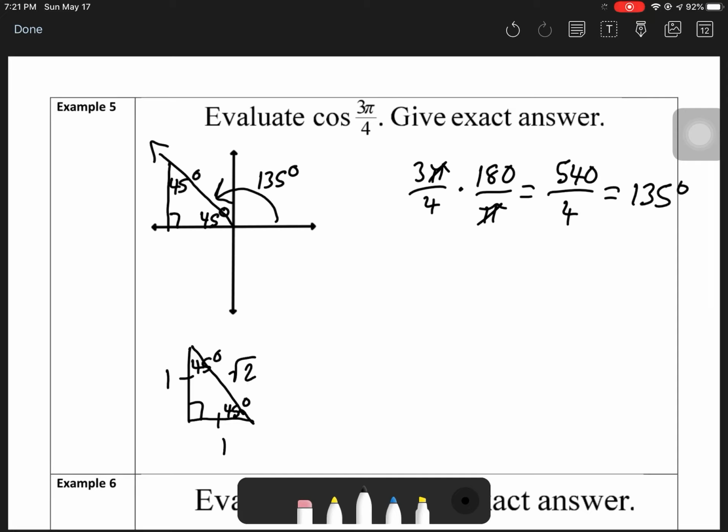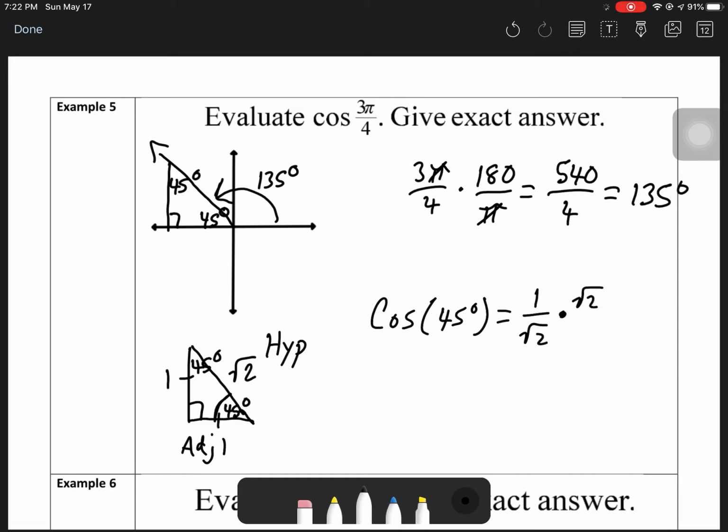We're trying to find cosine of this angle down here, 45. Actually, it wouldn't matter. But cosine is adjacent over hypotenuse. So the adjacent is 1, and the hypotenuse is square root of 2. So the cosine of the reference angle 45 would be 1 over the square root of 2. Can't have the square root of 2 on the bottom, so we multiply by the square root of 2. And you get square root of 2 over, those radicals cancel on the bottom, and we get 2. Okay, so cosine of 45.